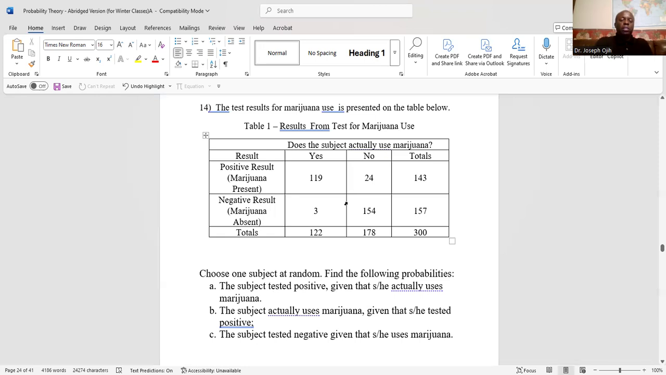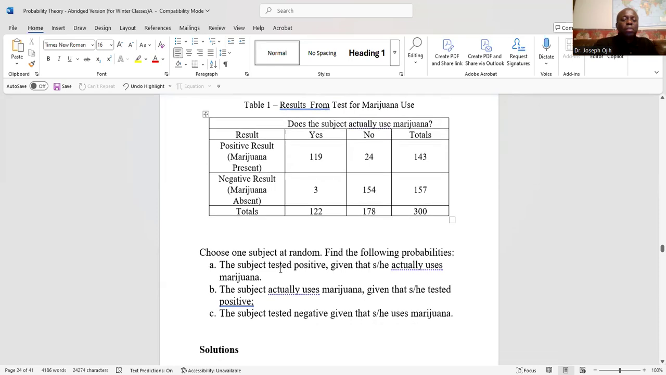Look at this question on the screen. It says, test results for marijuana use are presented on the table below. You can see the test results. Does the subject use marijuana? The results are yes and no. Then the test result says it's a positive result or negative result. You can see positive and yes, positive and no.